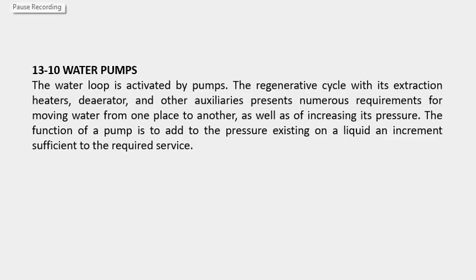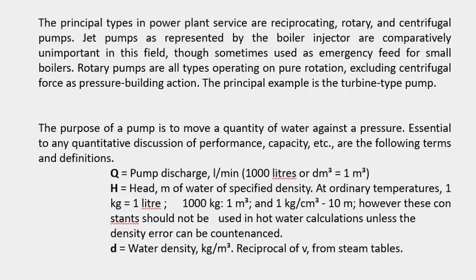levels in evaporators. Next would be our water pumps. The water loop is activated by pumps. The regenerative cycle with its extraction heaters, deaerator, and other auxiliaries presents numerous requirements for moving water from one place to another, as well as for increasing its pressure. The function of a pump is to add to the pressure existing on a liquid an increment sufficient to the required service. The principal types in power plant service are reciprocating, rotary, and centrifugal pumps.